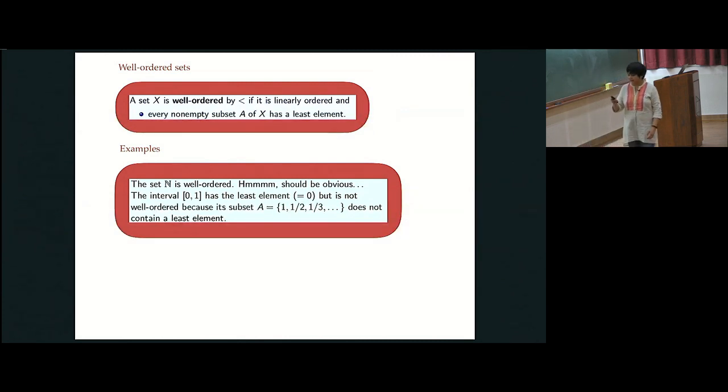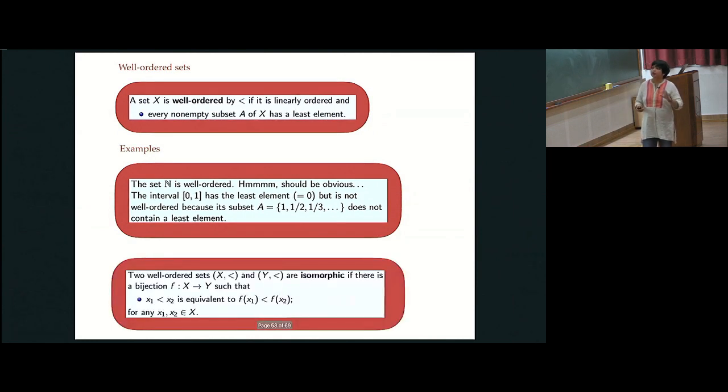Okay, anyway, to continue. Two well-ordered sets are said to be isomorphic if there is a bijection f that is structure preserving, which means that x1 is less than x2 if and only if f(x1) is less than f(x2). Okay, so then these two well-ordered sets are isomorphic.